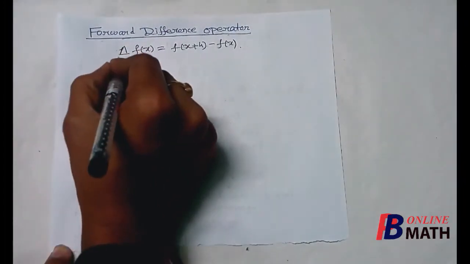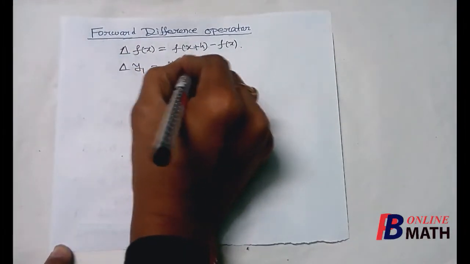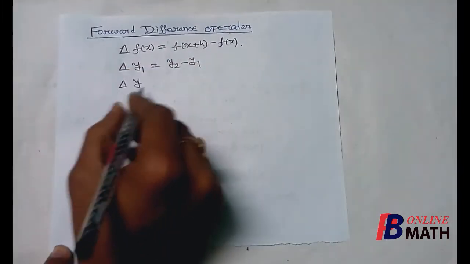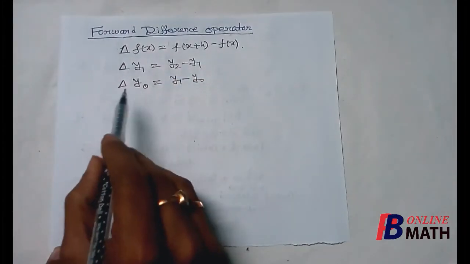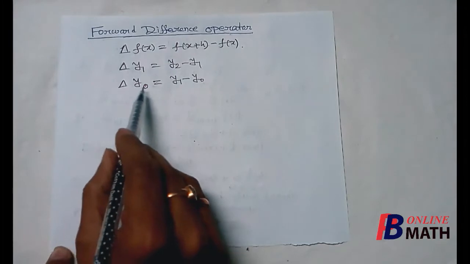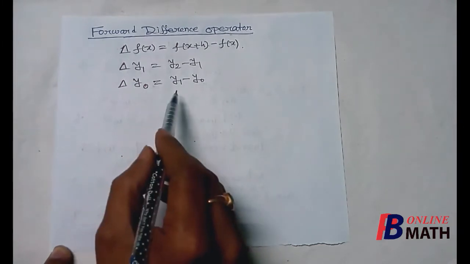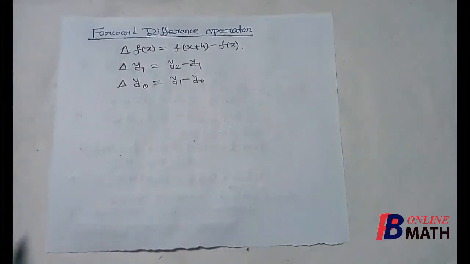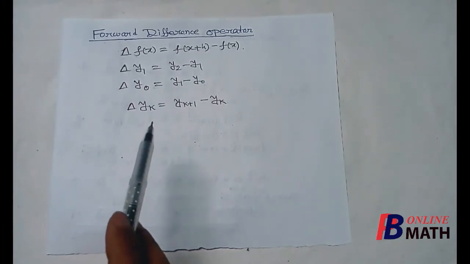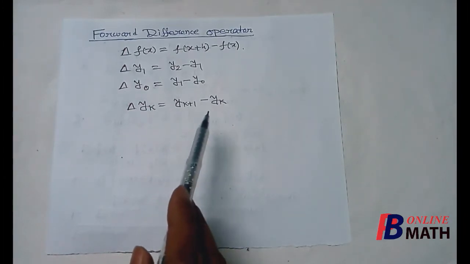So in particular, if we apply this forward difference operator on, suppose, y1, then we shall get y2 minus y1. If we apply this on y0, we shall get y1 minus y0. So if we apply this forward difference operator on an entry, then it becomes the difference between this entry and the next entry. So in particular, it is next entry minus this entry. So in general, if we apply this forward difference operator delta on yk, we shall get y(k+1) minus yk.